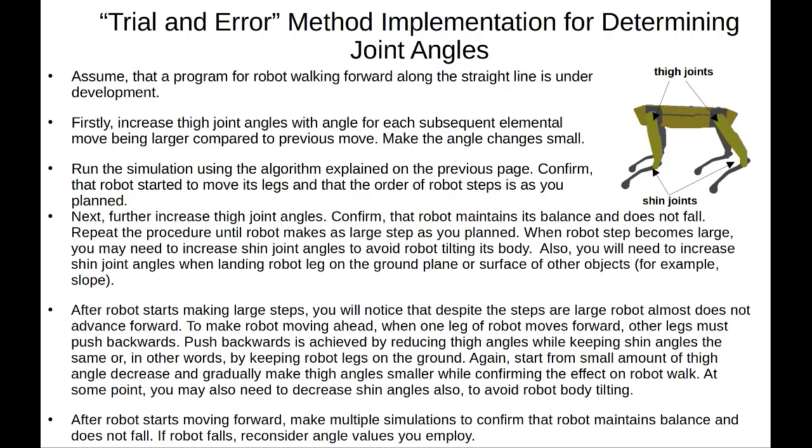Again, start from a small amount of side angle decrease and gradually make side angles smaller while confirming the effect on the robot walk. At some point, you may also need to decrease shin angles to avoid the robot body tilting. After the robot starts moving forward, make multiple simulations to confirm that the robot maintains balance and does not fall. If the robot falls, reconsider the angle values you employ.